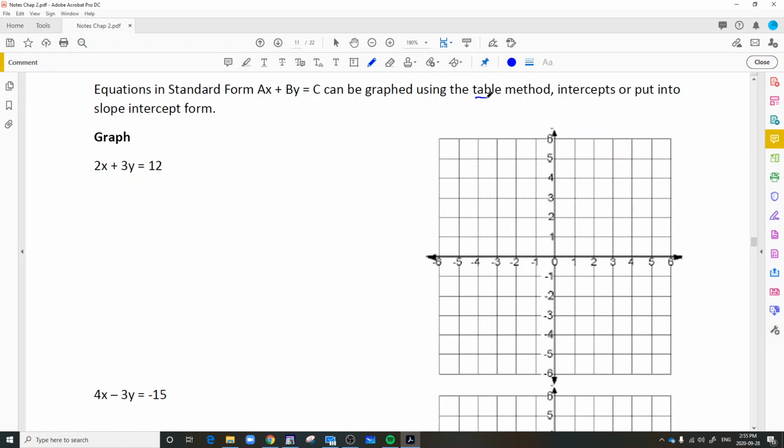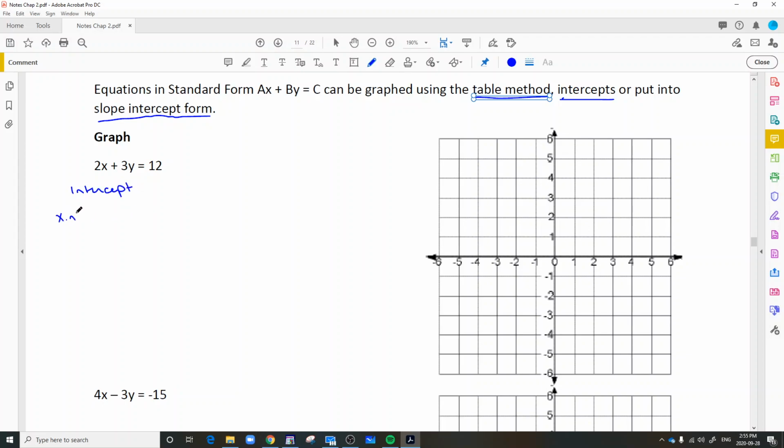You can graph these using the table method, so you can pick random values for x or y and solve. You could do it using the intercepts, so those are specific table method ones where you find the x-intercept and the y-intercept and you graph. Or now we know that we could put our equation into slope-intercept form. So if I was to graph this line, I could graph it using the intercept method, which is kind of like doing the table of values.